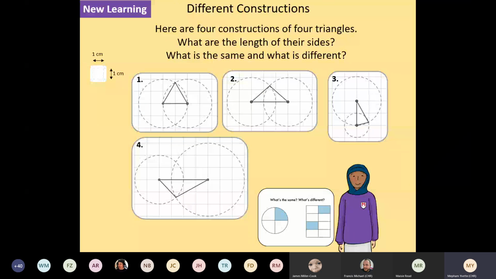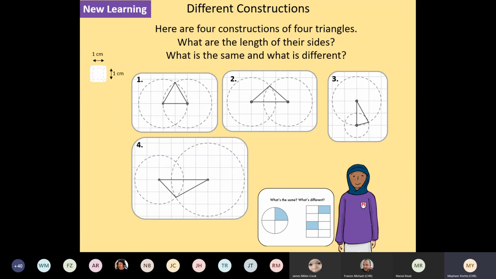What we are going to do now is have a think about these different constructions that have been done. There are 4 different ones, and you should be able to see, just like the concept corner, they would have done this through unit squares. There are 2 questions that I want you to really consider here. What are the lengths of their sides? And what is the same and what is different between the triangles?